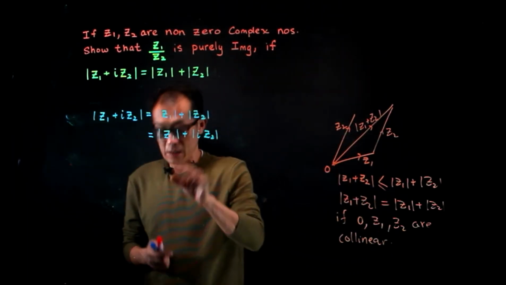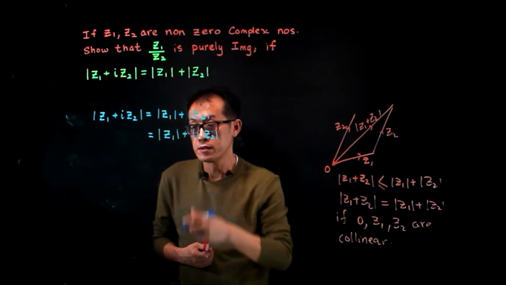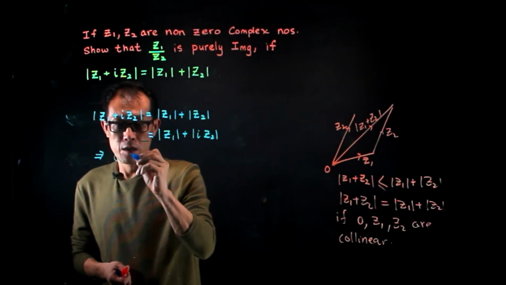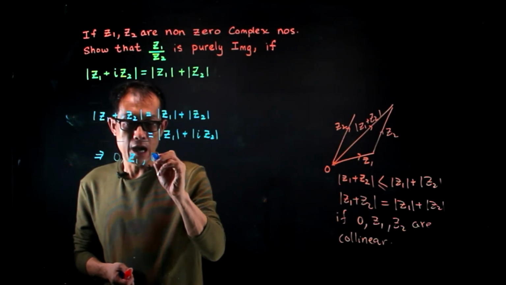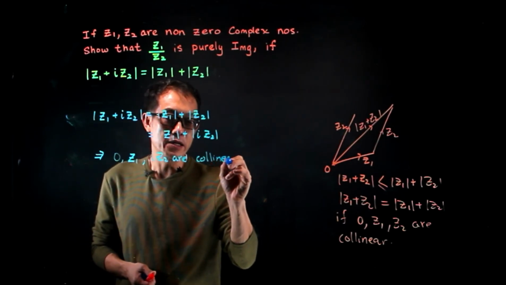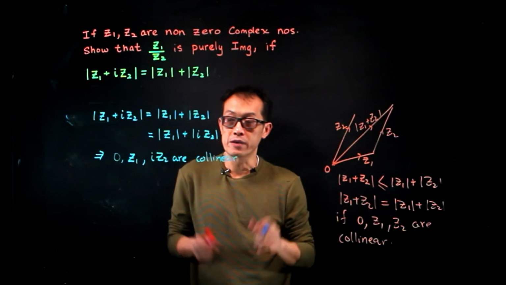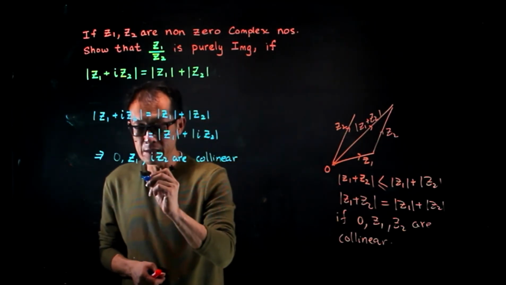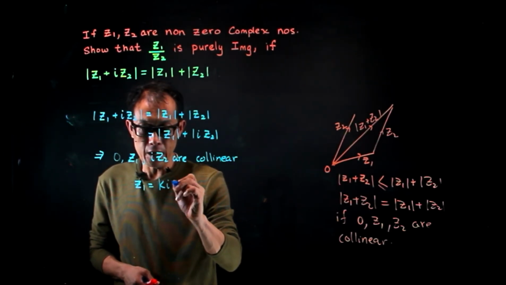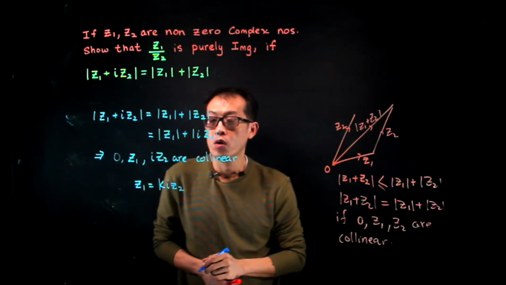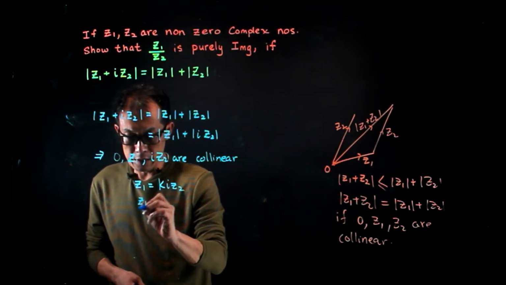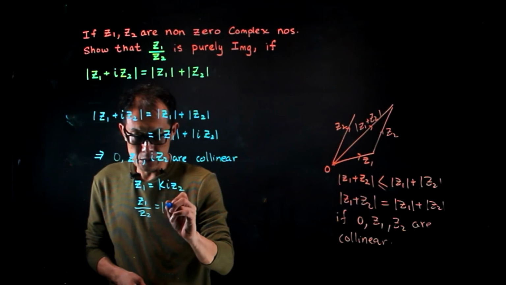Now, from here, we can derive that O, Z1, iZ2 are collinear. Collinear means they lie on the same straight line. Now, if they lie on the same straight line, then Z1 will be equal to kiZ2. So you divide by Z2 on both sides, and you have Z1 over Z2 equal to ki.